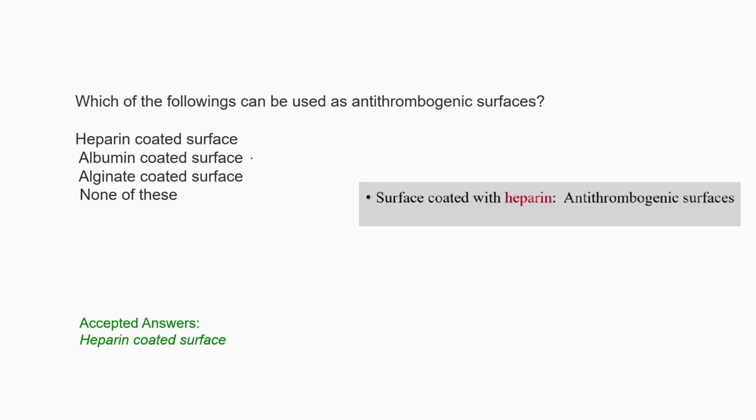So if we coat the surface with heparin, it will act as anti-thrombogenic surfaces. So as we discussed before, the role of thrombin is basically converting the fibrinogens into fibrils that ultimately form the clots.